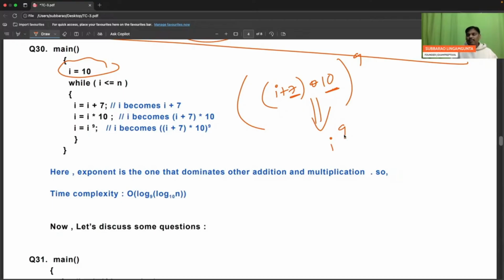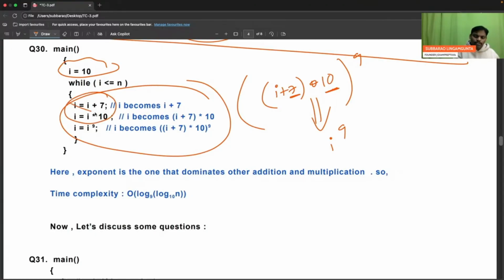So this problem is a combination of addition, multiplication and power. But you know very well, power will dominate more. So take power only. These two are only for namesake. I is equal to I power 9. So even though all three are there, the final meaning is the same: I power 9 only. The answer is the same, log n. The inner base is 10 and the outer base is 9. That is the answer for this.